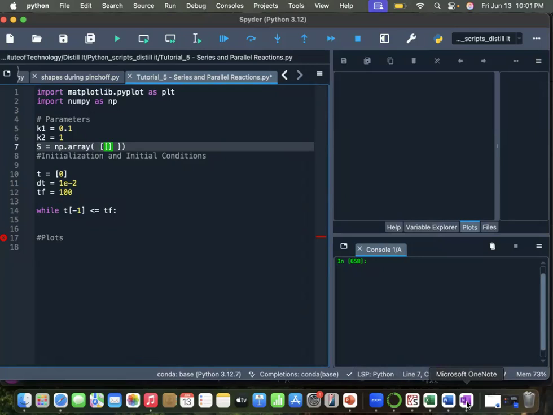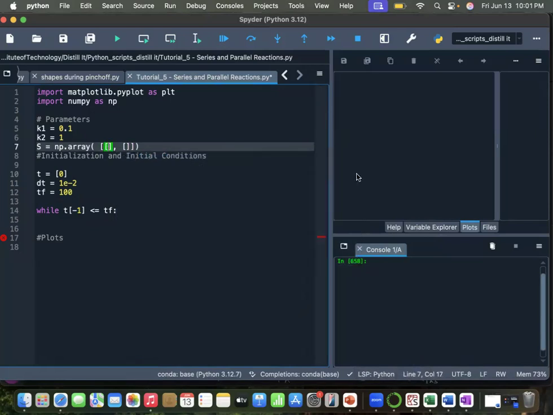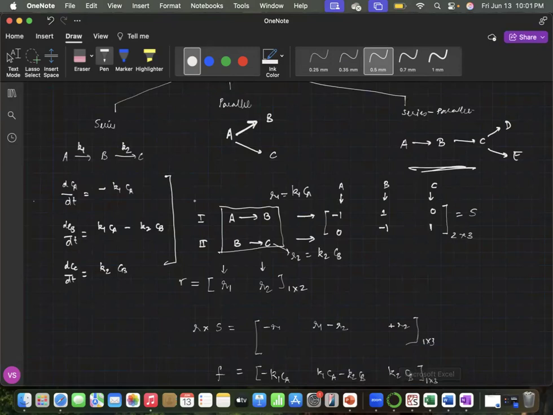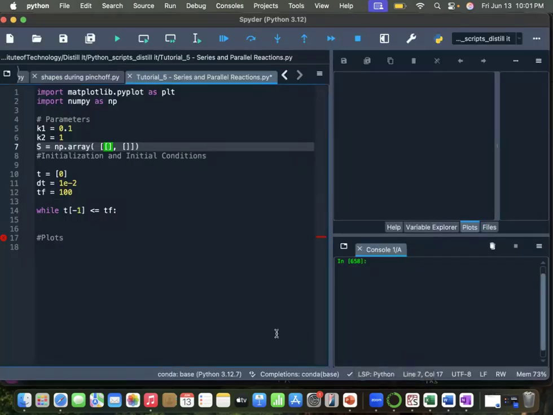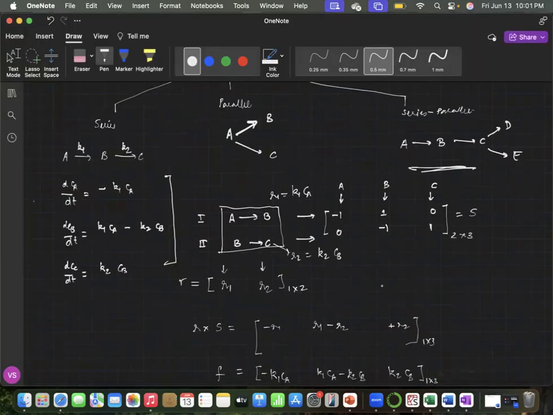So it's going to be the first reaction, comma, the second reaction, right? The stoichiometric coefficients in the first reaction, and the stoichiometric coefficients in the second reaction, right? That's how you formulate this 2D list, right? So that's going to be -1, 1, 0, and 0, -1, 1. So minus 1, 1, 0, and this is going to be 0, minus 1, 1, right? So this is the stoichiometric matrix that we have formulated.